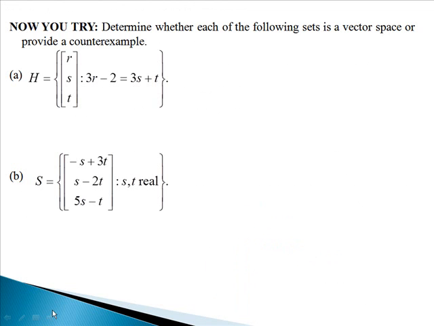Now you try. I want you to determine whether each of the following sets is a vector space, and if not, then I want you to provide a counterexample. Work on these and we'll discuss them in class.